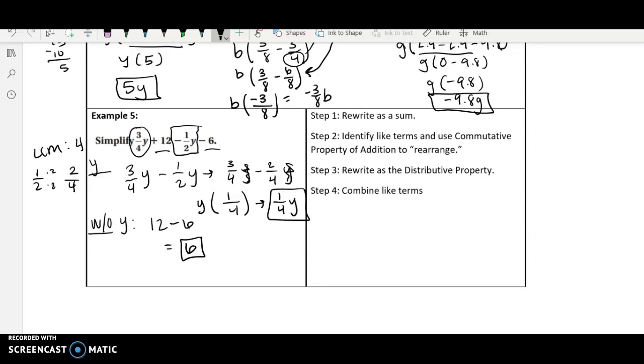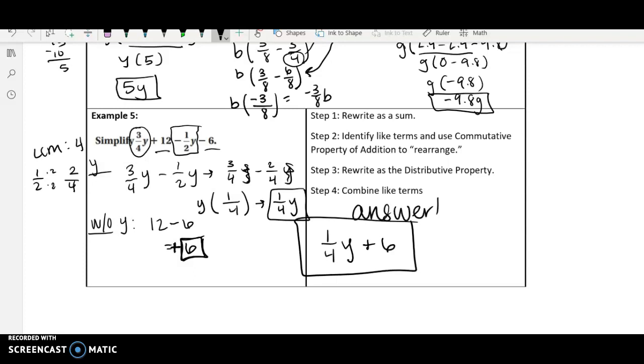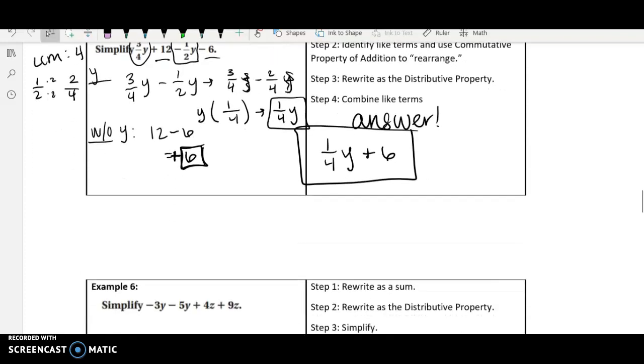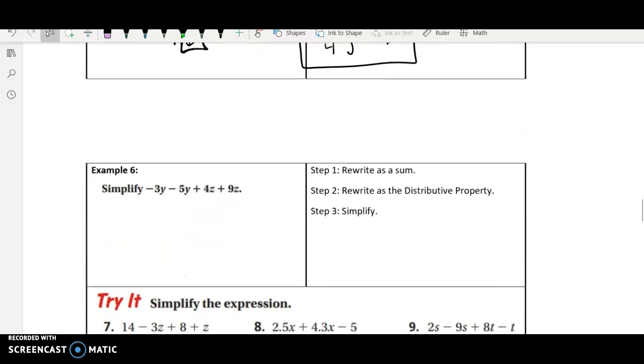And then now my answer, I'm going to rewrite that as 1/4 y. And then this was a positive 6, so I'm going to put plus 6 because my answer was a positive 6. So this is my answer. That one was a little difficult. All right, so we're going to try this one more time.